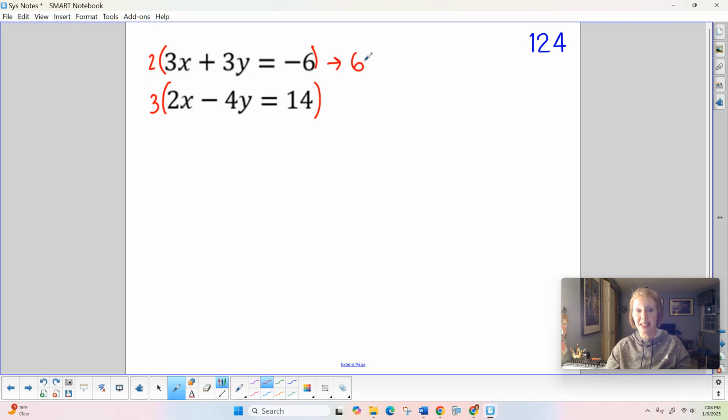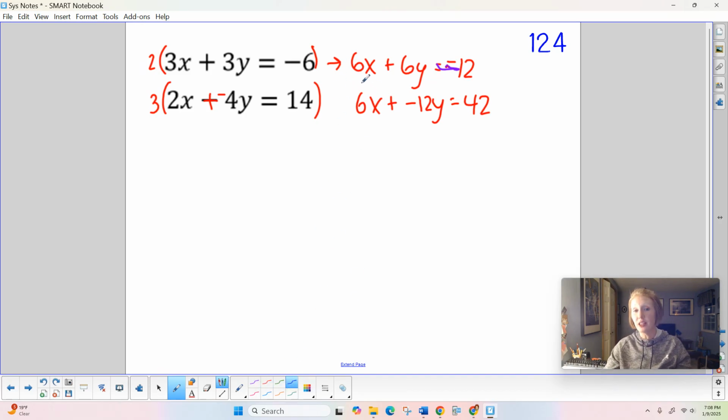And so I'm going to get that 6x here plus a 6y equals negative 12. I get another 6x here. Oh, and again, keep change. You know, watch that there. So plus a negative 12y, and then 14 times 3, anybody? Is going to be 42. Good. Okay. So now I can see my match with my x's.